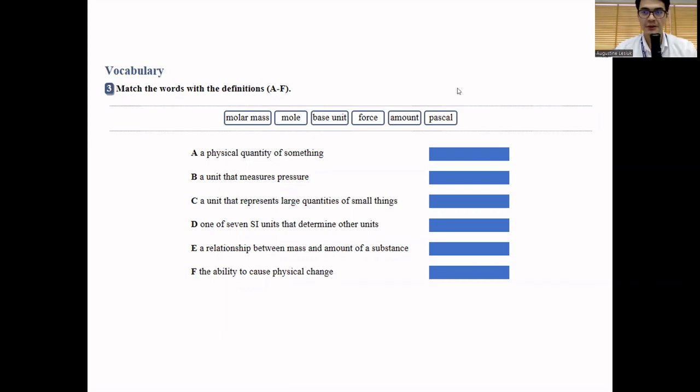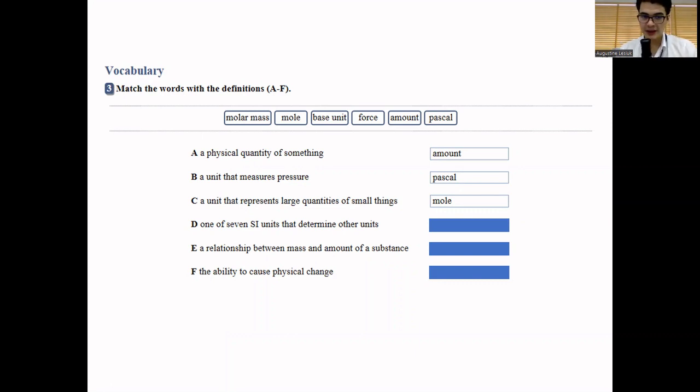Here are the answers. For a physical quantity of something, we call that an amount. So an amount is a physical quantity of something, like the amount of apples, the amount of candy, and so on. Next, a unit that measures pressure, we call that a pascal. So that's the unit that measures pressure. Next, a unit that represents large quantities of small things, we call that a mole. So they represent large quantities of small things.